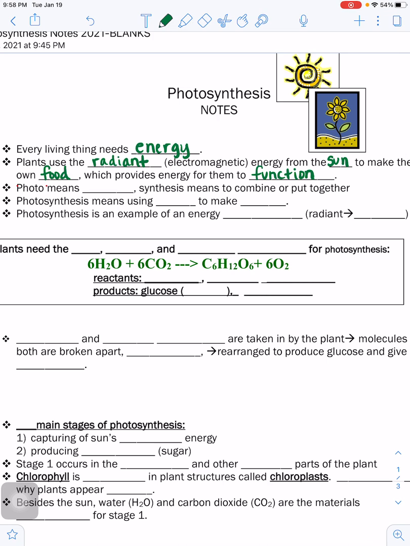Because they're autotrophs, they cannot get energy by consuming another organism. So they must make their own energy.